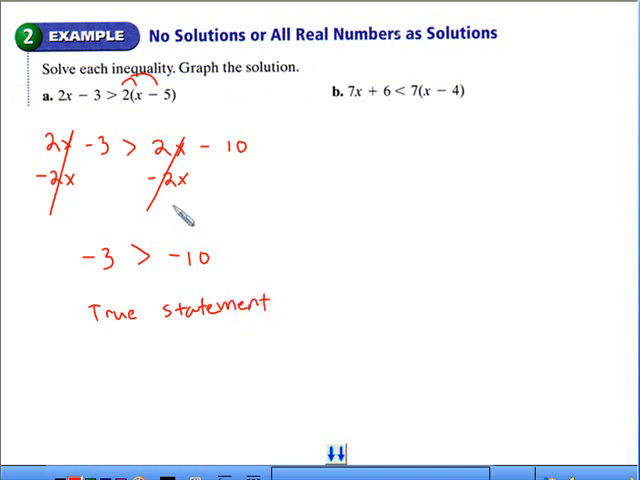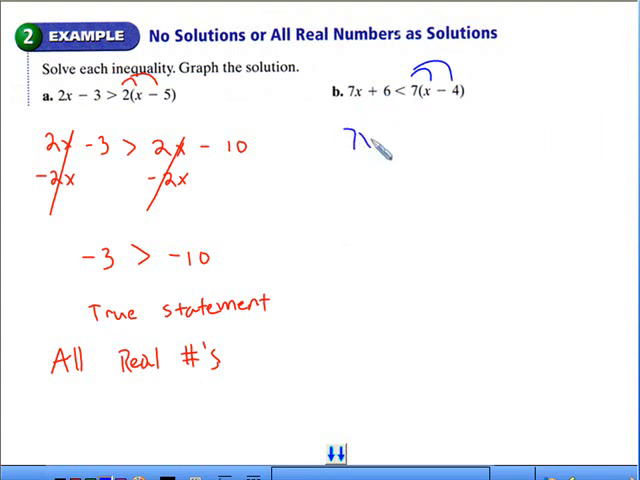So if the variables eliminate and you're left with a true statement, the solution to the problem is all real numbers. Meaning any real number will satisfy this equation here. So you can plug in any real number for x, and it'll always give you a true statement. So if the variables eliminate and you're left with just some numbers, think about what you're left with. If it's true, then the solution is all real numbers. Let's do this one over here.